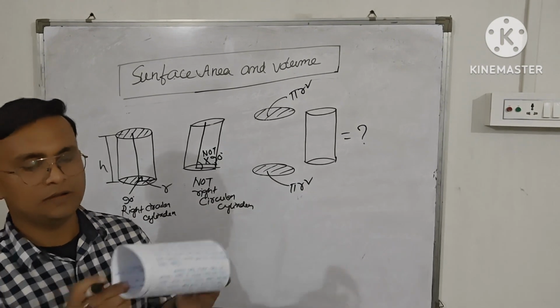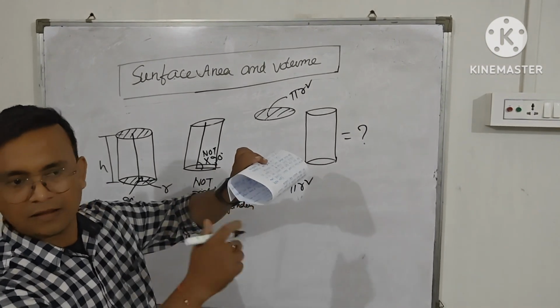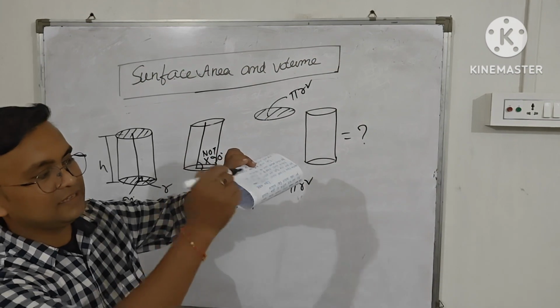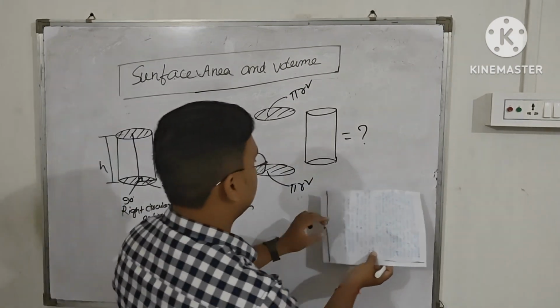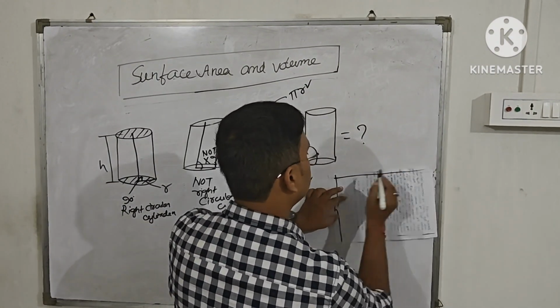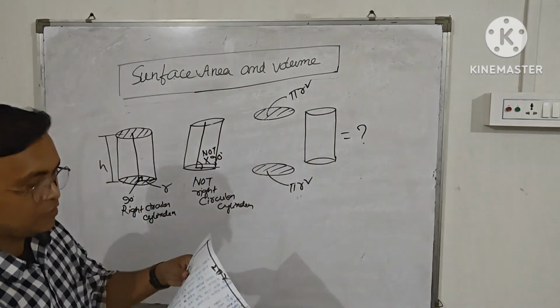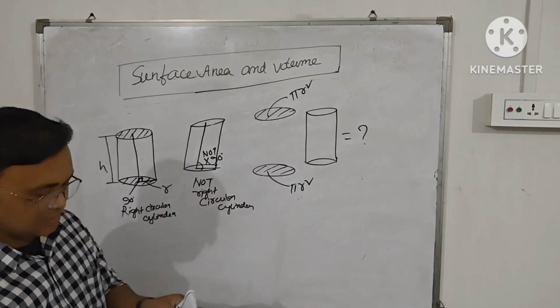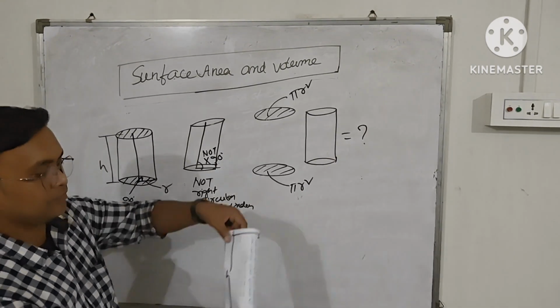Now, can you see this? This line is the circumference of the cylinder. So this is height and this is circumference, that means 2 pi r. Right? So it is attaching like this. The cylinder is in this position.